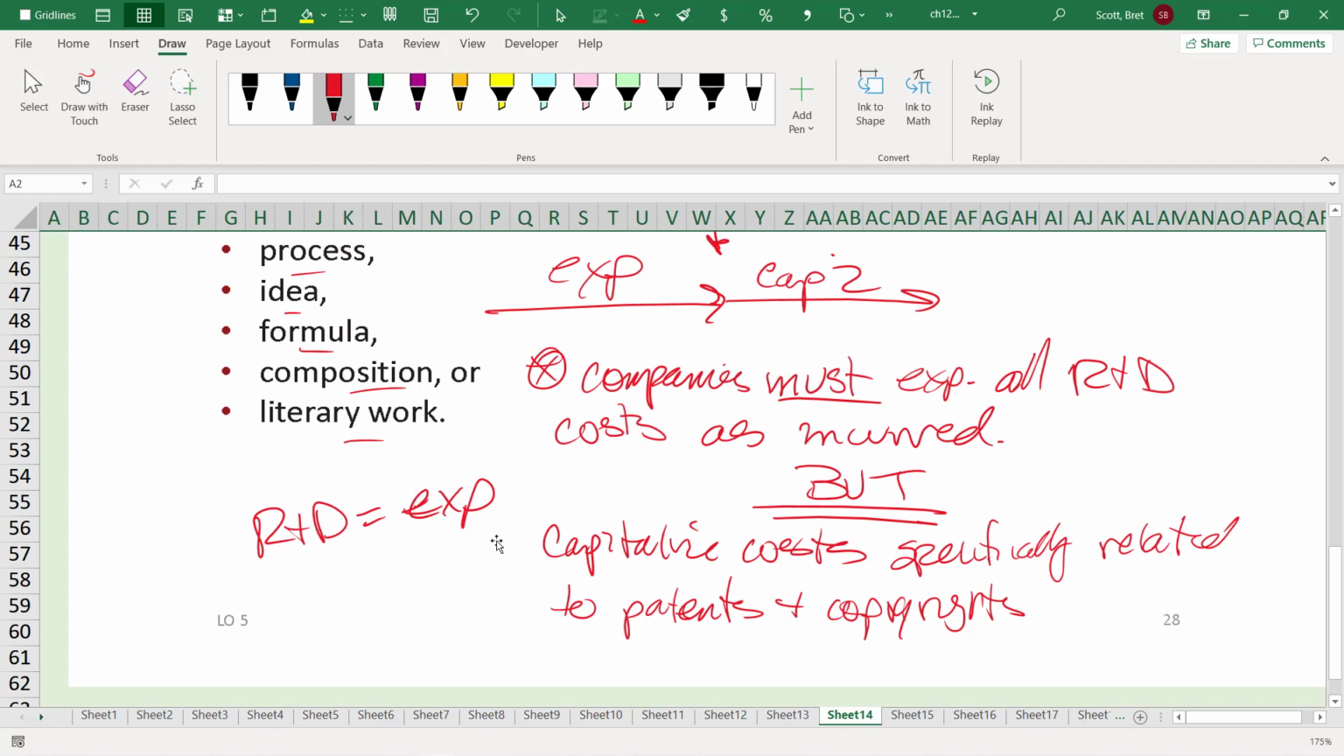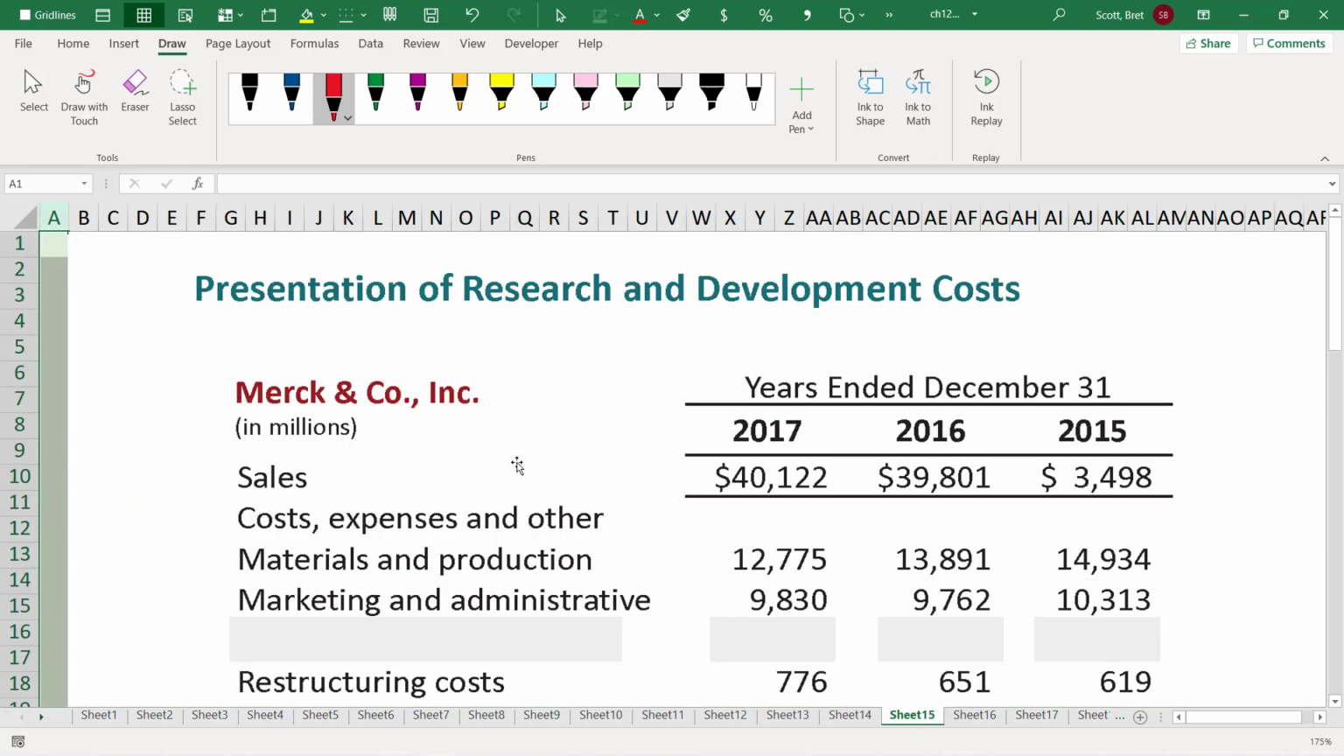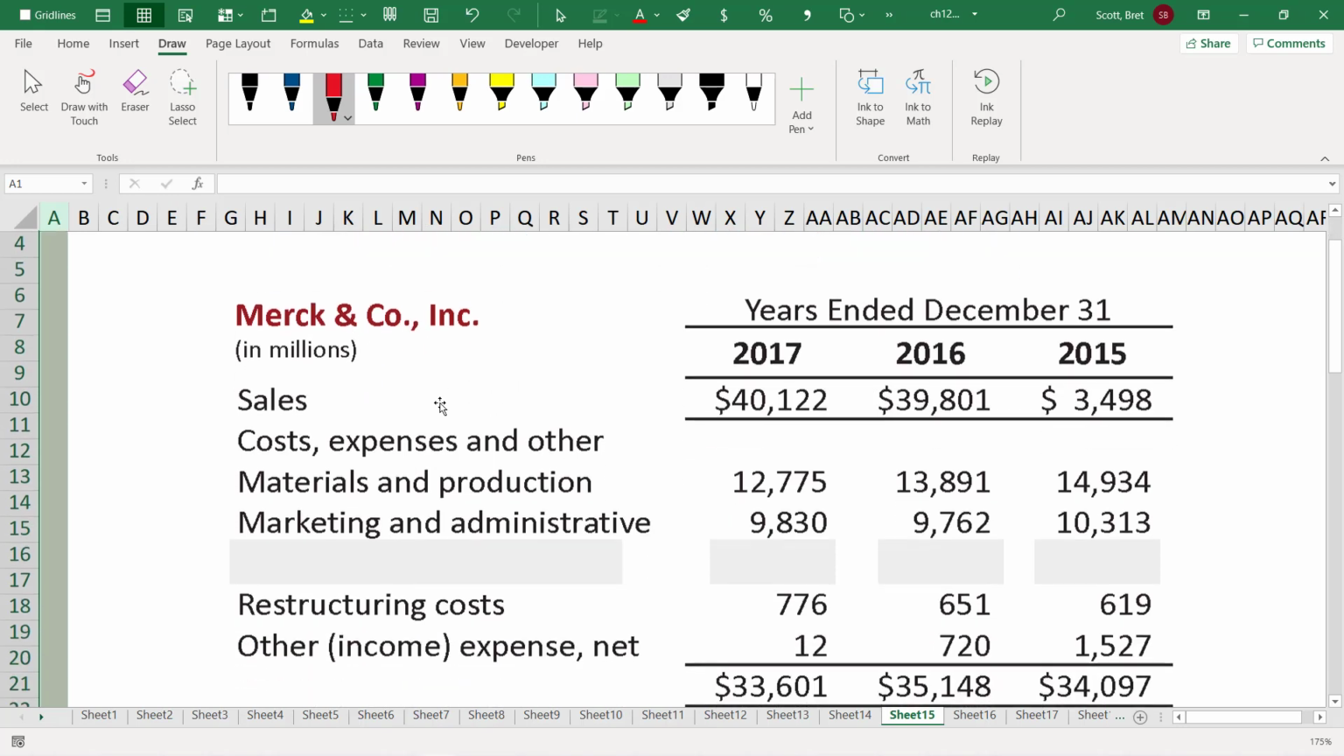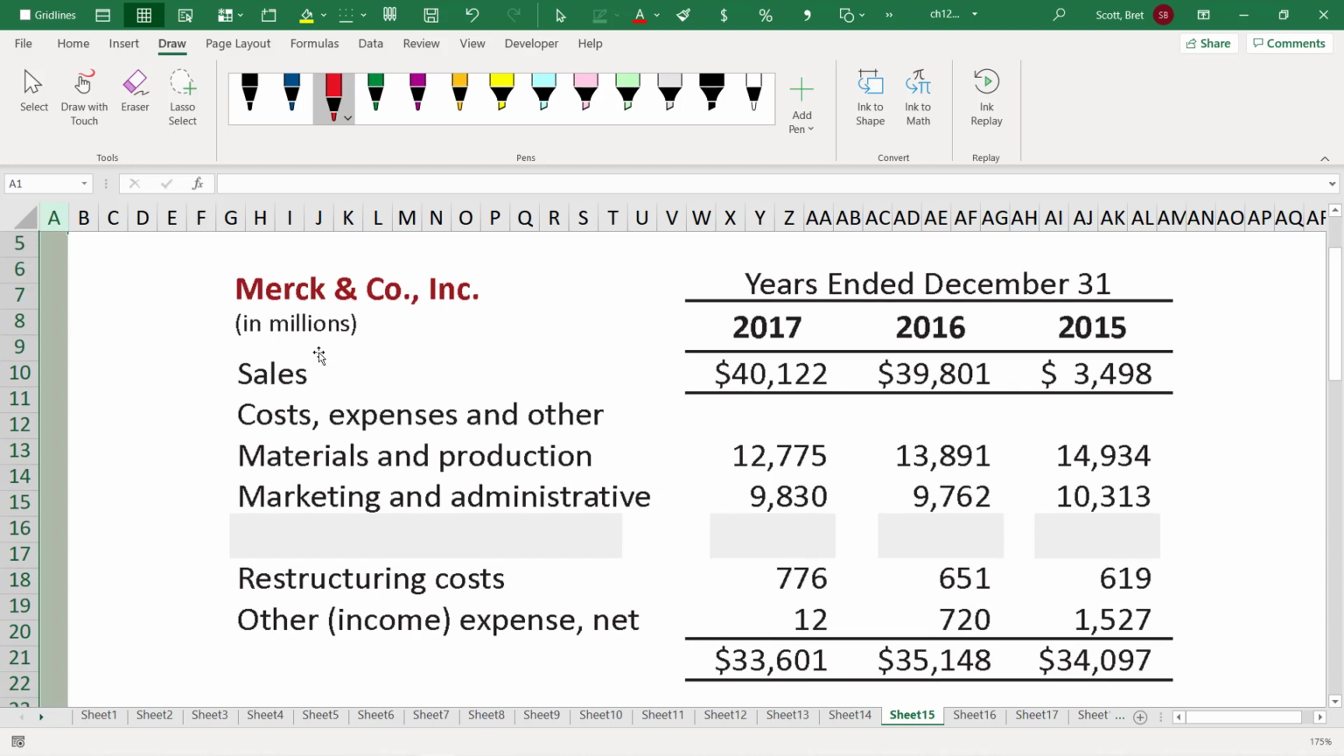A lot of companies have huge R&D expenses. If you look at, on the next page, Merck, for instance. Merck does a lot of research and discovery of different types of medications. If we pull down their 10K, here's an abbreviated look at it. This is in millions, so you have to add 6 zeros to all of these. So it's not 40 million, it's $40 billion in sales.